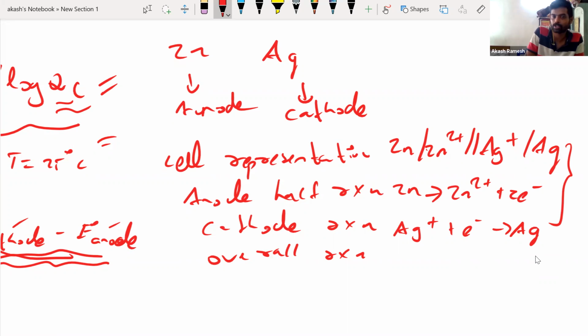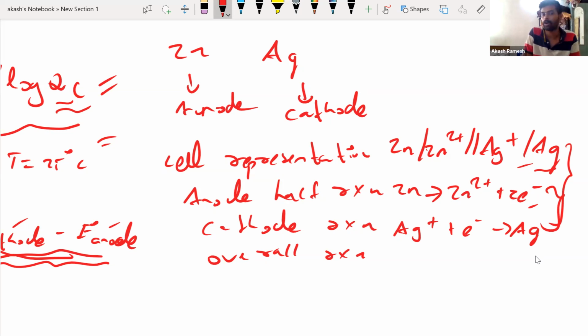Fine, good, right? So this is very easy, right? If you write this first and then write the cell representation, it is a little easier, is it not? You have to write the cathode reaction, the anode reaction, then you go for the cell representation. It's very easy because you can understand what exactly is happening, what is changing to what.